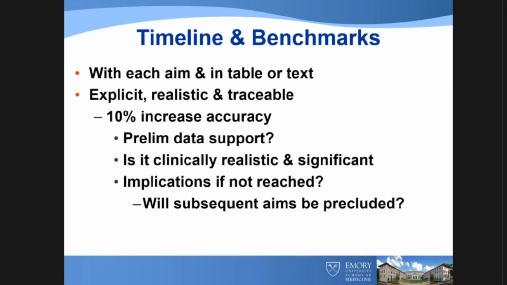Timeline and benchmarks. Different ways of doing it. Sometimes it helps to put them with each aim. And sometimes what I've done is aim 1 and then in parentheses months 1 through 18. And then I also replicate that down in a timeline. But I sometimes put it in the text as well as in other places. Be explicit and realistic and traceable. So as you go through reading and writing your aims and then creating your timetable, make sure they match.